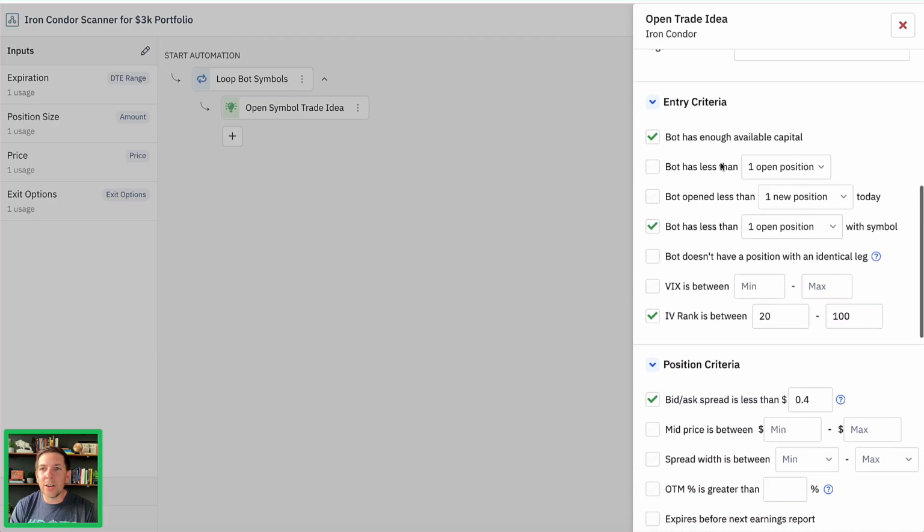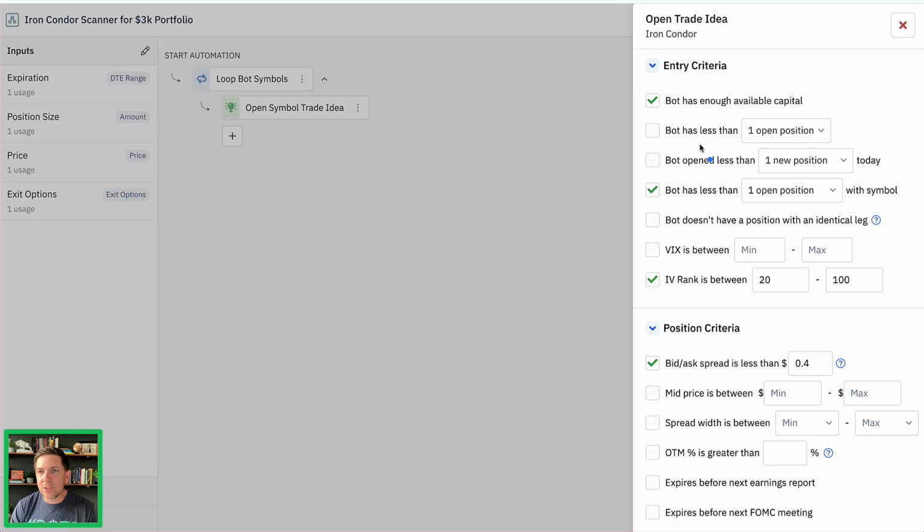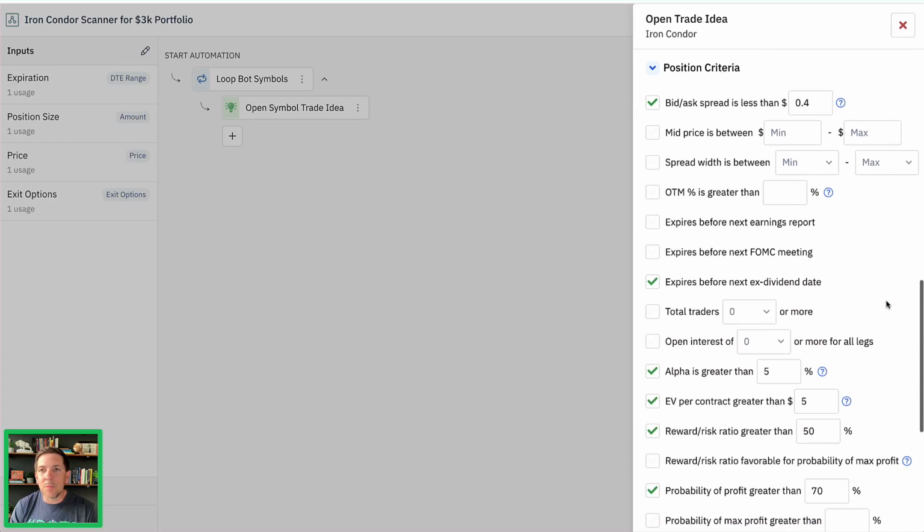And all I'm doing here inside of this trade ideas action is giving the bot a list of criteria. It's like a shopping list, like a checklist. I'm saying, look, only enter a position if you've got enough capital and if you have less than 1 position with the symbol, which means don't keep opening the same position in the same symbol over and over again. Make sure that implied volatility is not super low, so it's generally okay or high. And then I'm also adding some position level criteria. So don't open a position before an ex-dividend date. Don't open a position where the bid-ask spread is super wide.